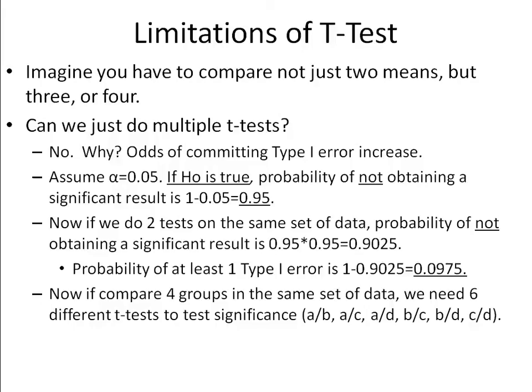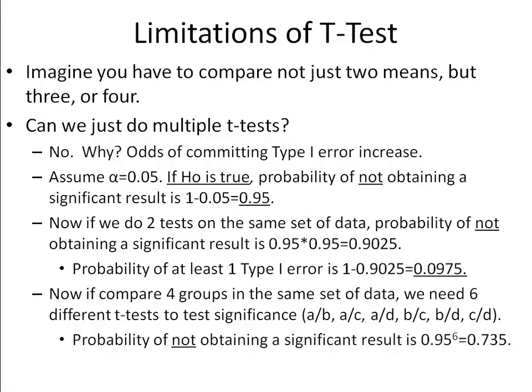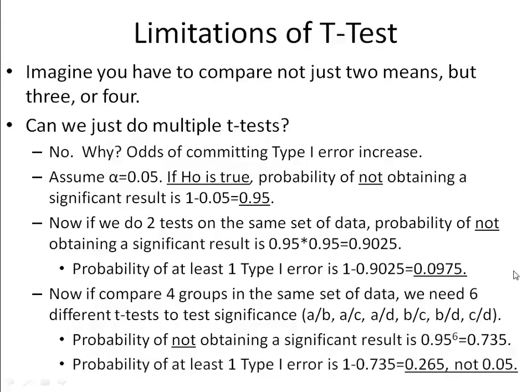Now imagine that you were comparing 4 different groups in the same set of data. You'd need to do 6 different t-tests to test for significance. And if our 4 groups are A through D, A to B, A to C, A to D, B to C, B to D, and C to D. So the probability of not obtaining a significant result is, if it were 0.95 squared for 2 tests, it's 0.95 raised to the 6th for 6 tests, which is now 0.735. So the probability of making at least one type 1 error is now 1 minus that, which is 0.265, not 0.05. So basically, your odds of rejecting the null hypothesis when it's true increase by a great deal when you start doing multiple t-tests on the same set of data.